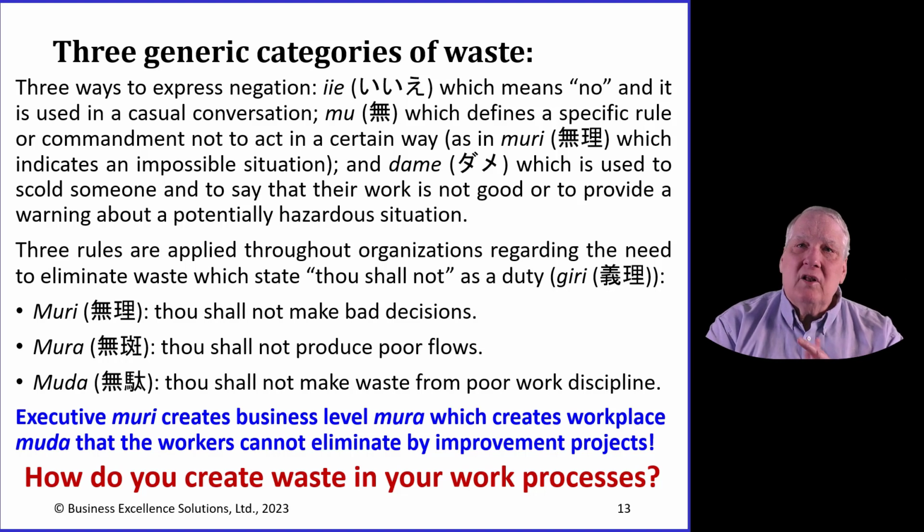However, in one observation that I made when I was lecturing in Japan, executive muri, so the mistakes that are made at the executive level from bad decisions, say we spend more than we need to, or we buy equipment that's not necessary, it creates workplace mura. And that creates workplace muda. So we have the business mura, and that creates workplace muda at the worker level, and the workers cannot eliminate it by continuous improvement. Why? Because the executive team has set the circumstance that makes it impossible for them to act.